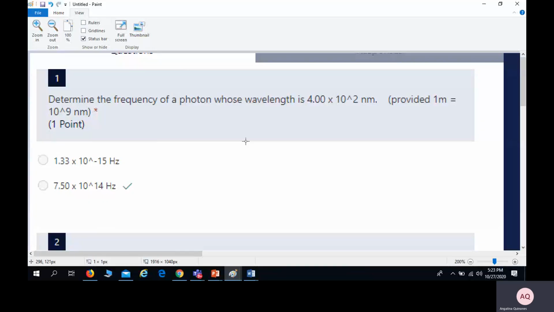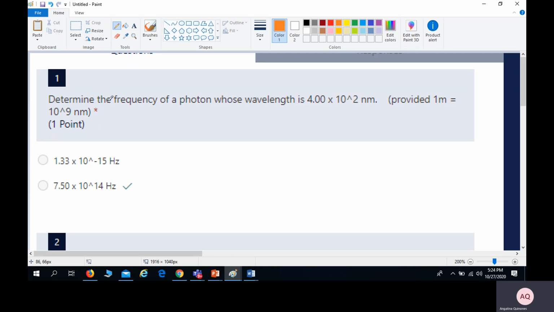This is to help you solve the first question. So hopefully after solving this question, you can solve the other questions that look similar to this. All right, so determine the frequency of a photon whose wavelength is this. First of all, whenever you see this little symbol here, that means that it's the exponent. On forms, we can't do exponents. So that's 10 to the power of 2.